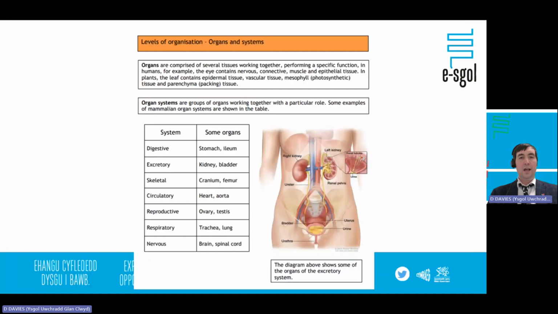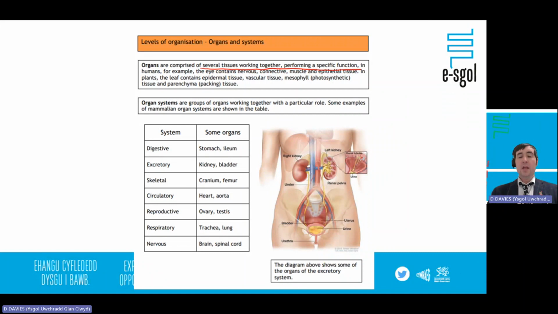Right, so tissues will group together in order to make organs. The definition here: organs are comprised of several tissues working together to perform a specific function. Very similar to the definition of a tissue. So your stomach, your kidney, your eye, all of these are organs because there are lots of different tissues working together in order to perform a function.